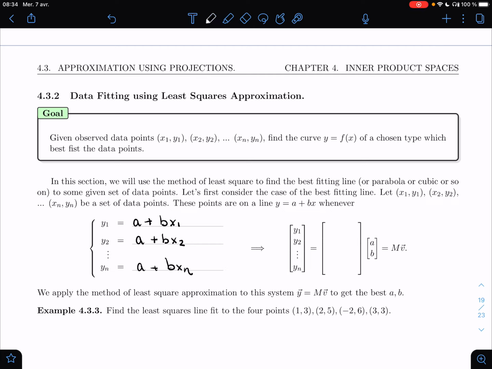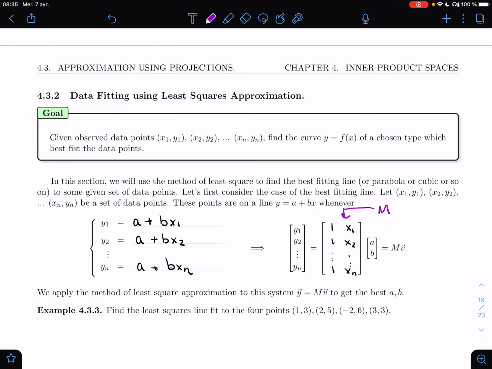Alright, so let's try to write this as a system with A, B as a variable. So the first one would be 1, x1, so A plus x1 B, then 1, x2, and then 1, xn. So I'm going to call this matrix M.